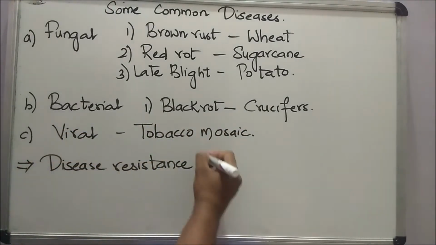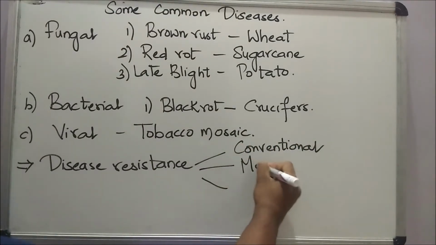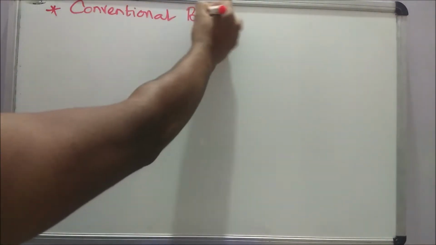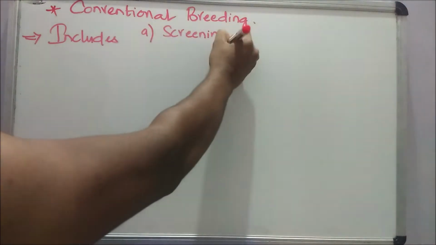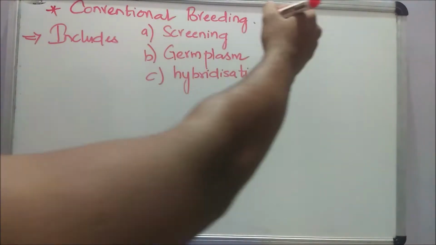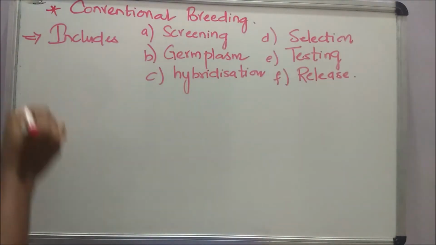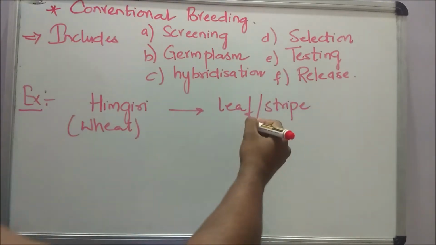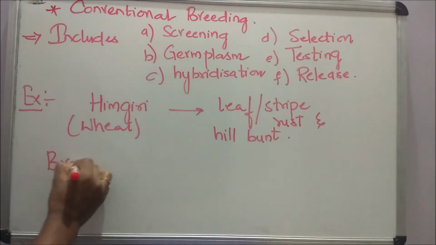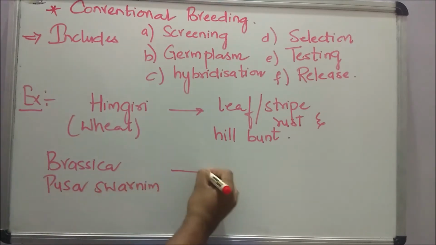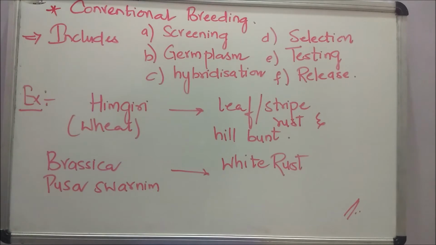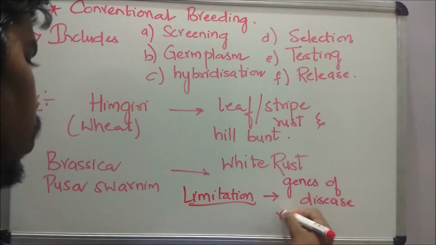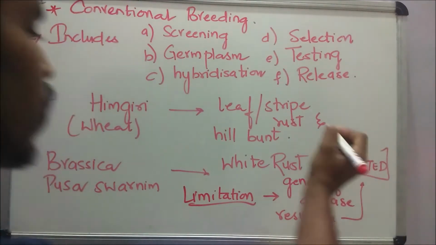Disease resistance can be provided by three methods: conventional breeding, mutational breeding, or genetic engineering. Let's learn about conventional breeding. It includes the basic steps of screening germplasm, hybridization, selection, testing, and release. For example, Himgiri, a wheat variety which is resistant to leaf rust, stripe rust, and hill bunt, and the Brassica variety Pusa Swarnim, which is resistant to white rust, were bred by conventional breeding. One limitation of this method is that the genes for disease resistance are limited in number.